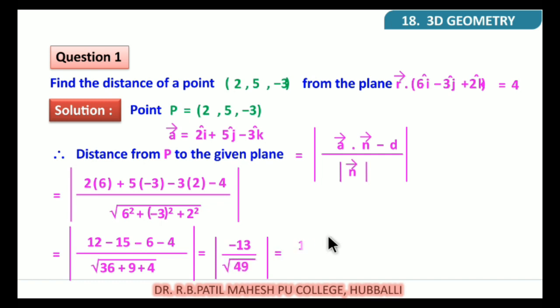Divided by square root of 49. So the final answer will be 13 by 7, because here we have taken the whole modulus, which means the answer will be positive. So 13 divided by square root of 49, which is 7. So 13 by 7 units is the distance of the point from the plane. Similarly, we go for the next example.